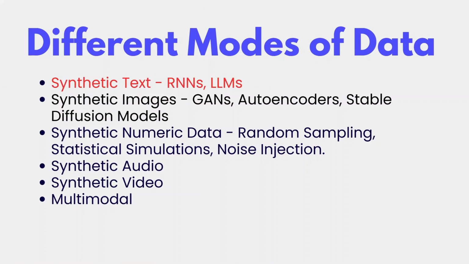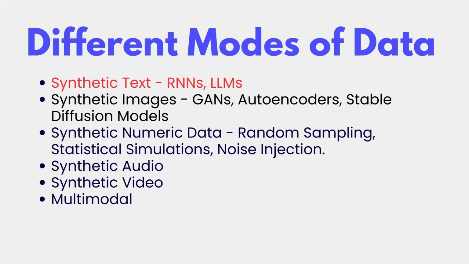If we see here, for text, you can generate it with either recurrent neural networks or large language models. For images, initially generative adversarial networks were used, and now you could also use stable diffusion techniques. For numeric data, statistical simulations and random sampling from statistical distributions can be used.